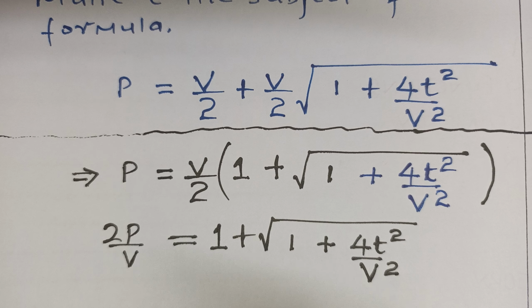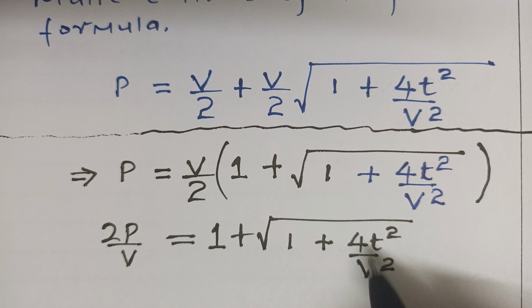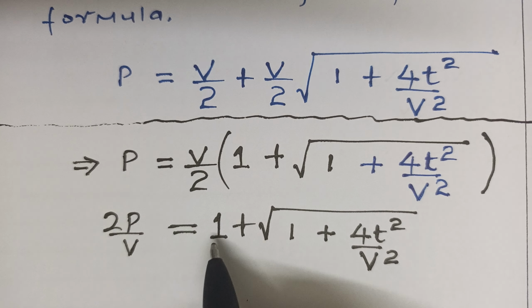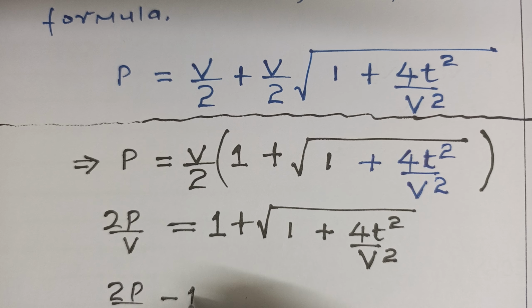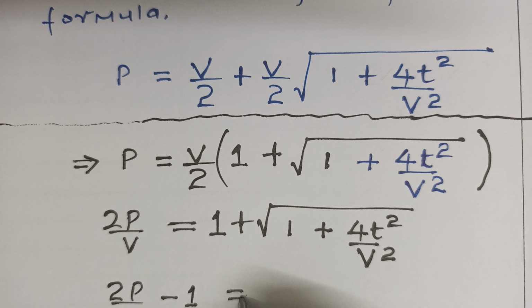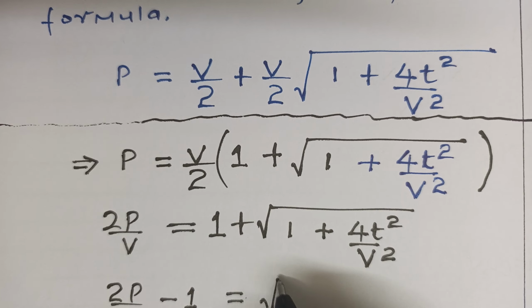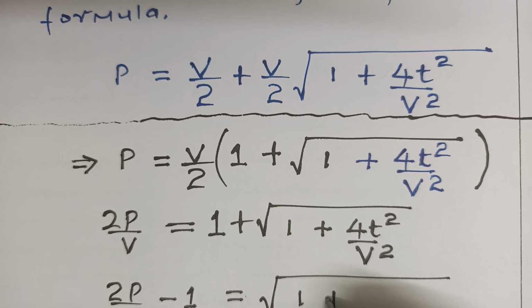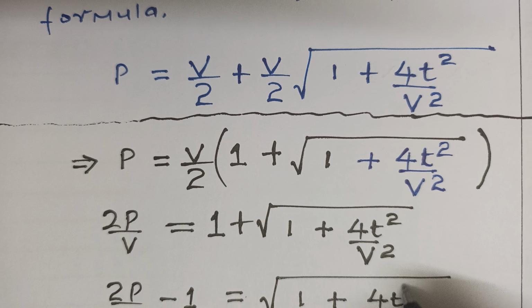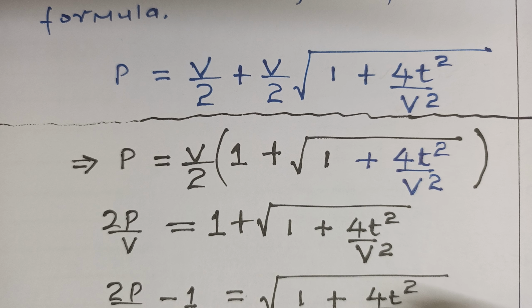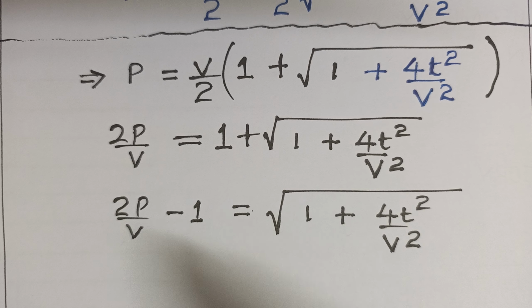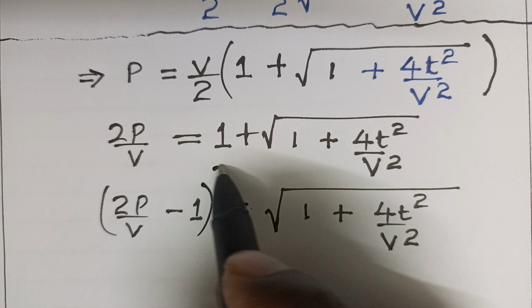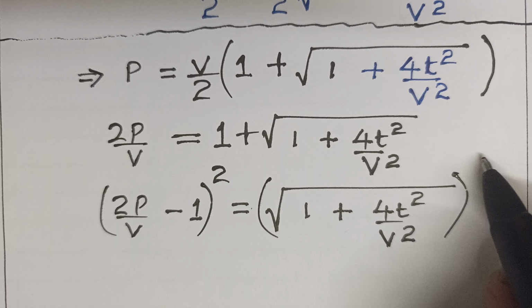I continue because I'm interested in getting t as the subject of the formula. And so I can bring this 1 on this side and then I shall have 2p over v minus 1, and now I am left on this other side with square root of 1 plus 4t squared all over v squared.